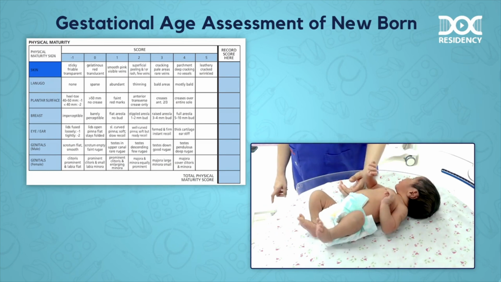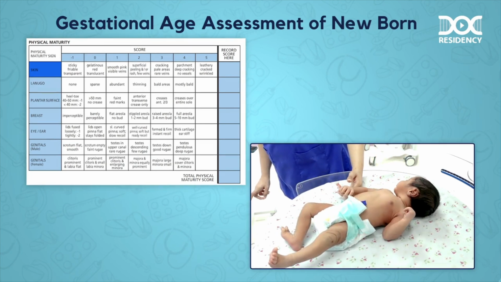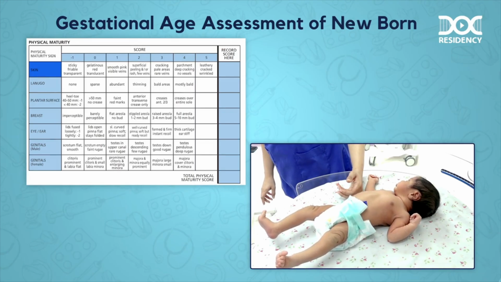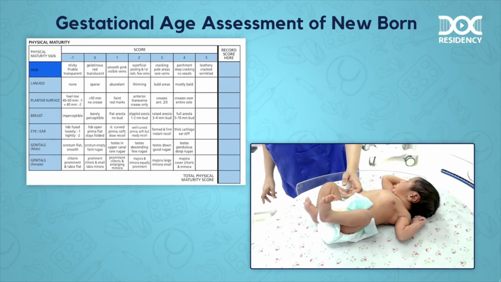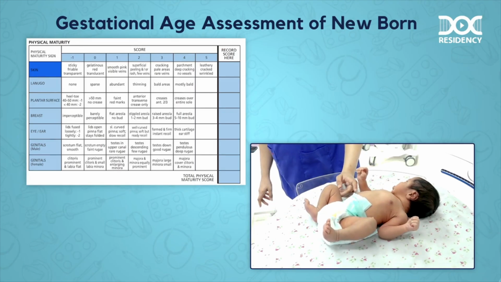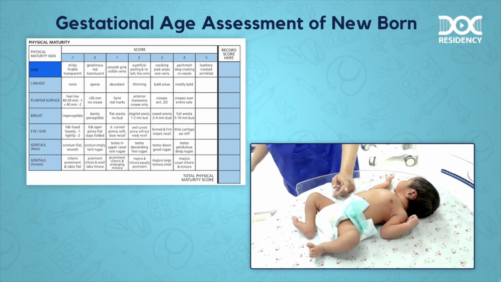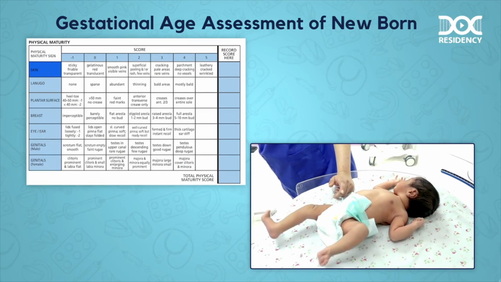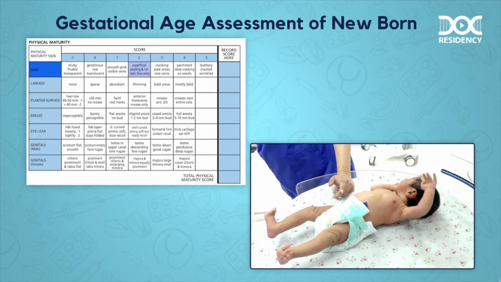So, skin is scored from shiny and transparent skin, which gets a score of -1, to leathery, cracked and wrinkled skin, which gets a score of 5. So, this baby's skin scoring would fall under the score of 2.